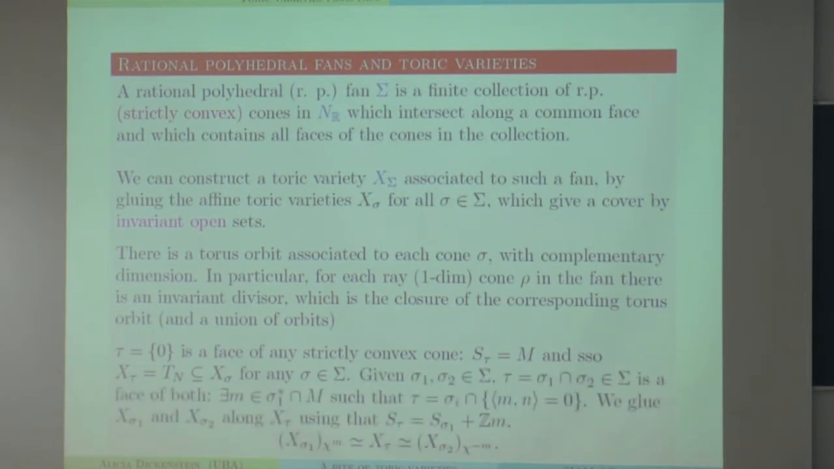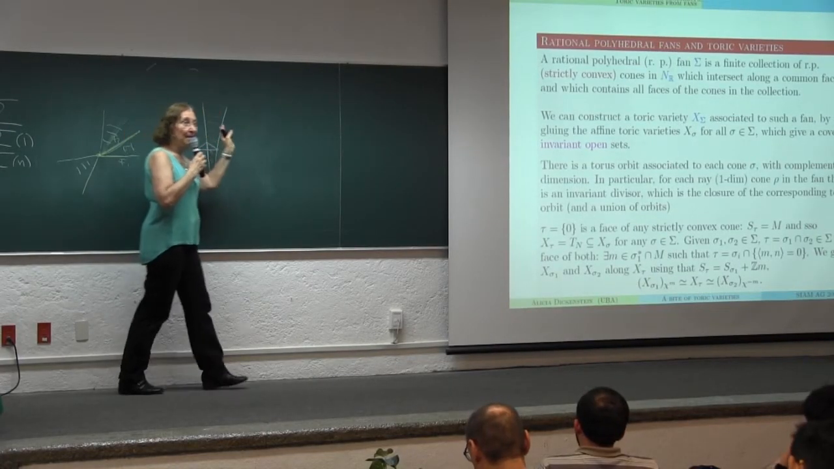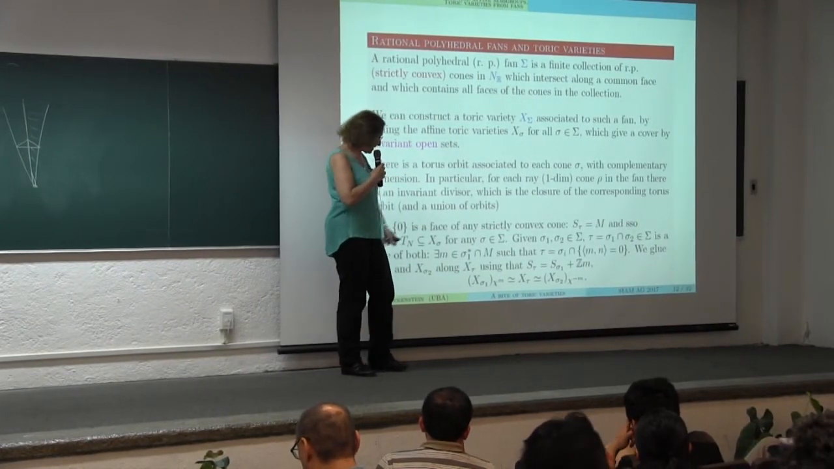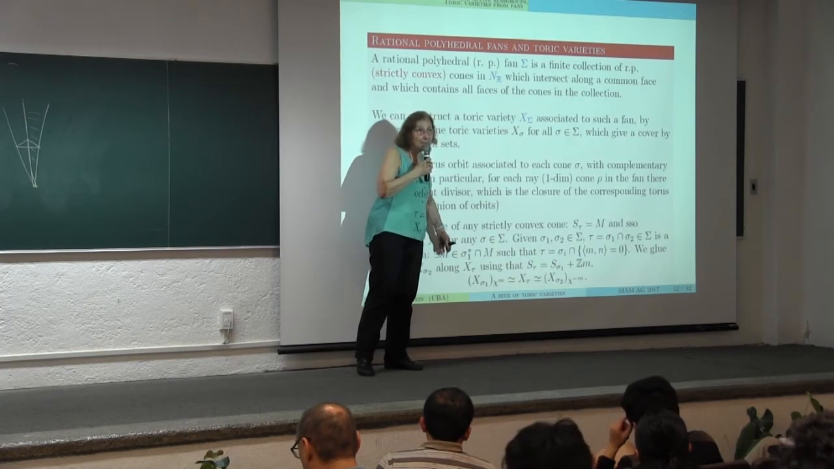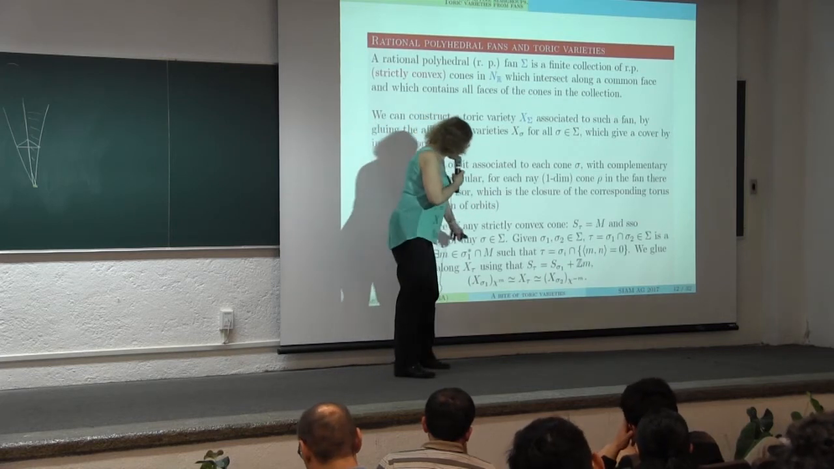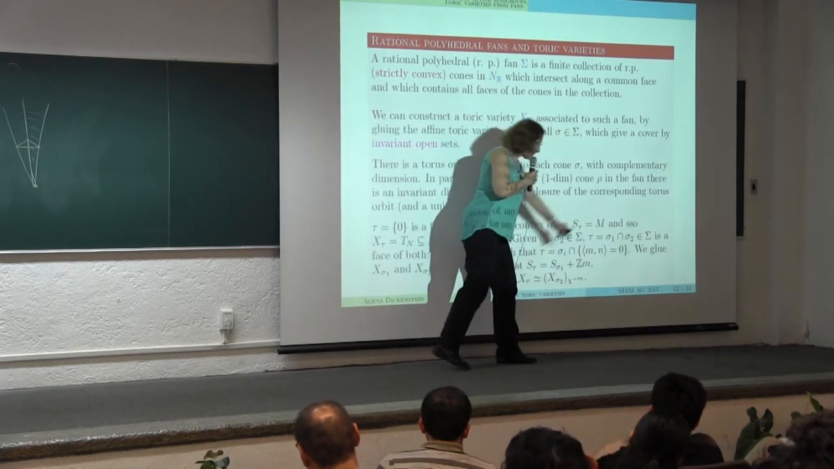And I'm going to be very quick, but in general, given two cones, sigma 1 and sigma 2, and tau is the common intersection, which is a face of both. In fact, how do I get a face? I intersect with a hyperplane. This hyperplane has some direction m, and then it happens that if I have a face, there is a lattice point, a point in M, or in Z^n. It's a lattice point in the dual, such that the face is the intersection with the orthogonal.